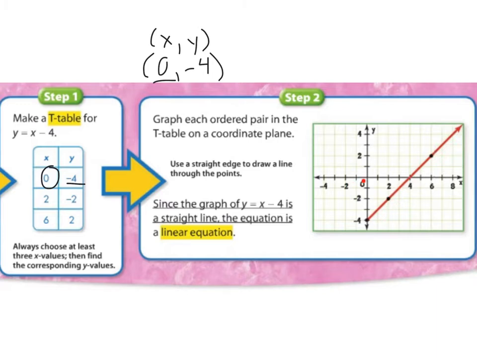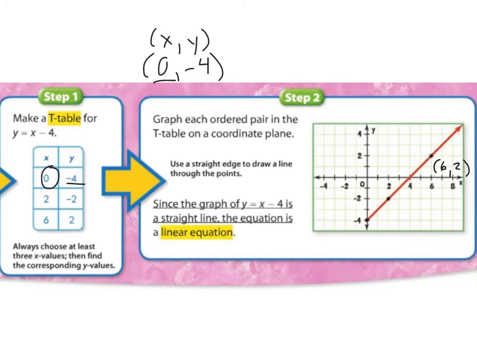So, okay, there's 0 for x, and where's y equals -4? All right, I'm going down. This is the 0, -4. Right here is the 2, -2. And up here is the 6, 2. I would label that. So this dot right here is 6, 2.